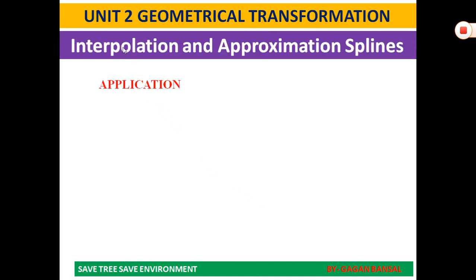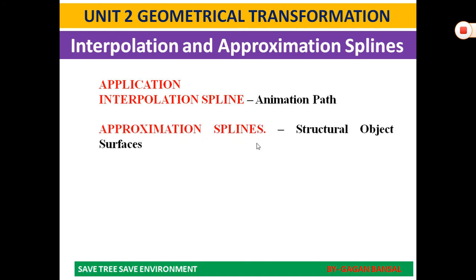The application of interpolation, you can guess it very well. Interpolation splines are basically used in animation paths where the exact control points are required, as we have seen in various gesture animations. So in interpolation splines, exactness is required, but for approximation splines, applications are in structural object surfaces where minor approximation is also effective in smoothing the designs.